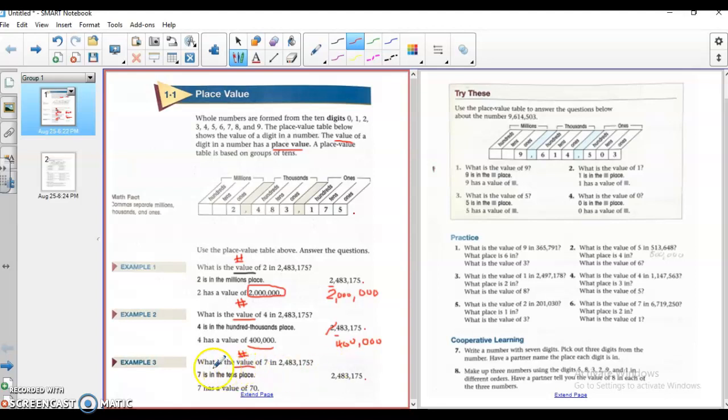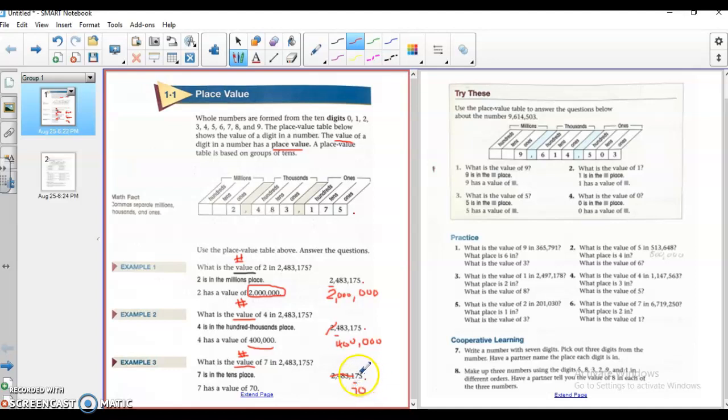Quickly to the third example. What is the value of the 7 in 2,483,175? Again, it's only the word value, which means it's a number. So the 7, go down here. Here's your 7. Underline it. You should know now, after you underline, you do not worry about the numbers before the underline. You only write the underlined number, and the 5 becomes a, yeah, you got it, 0.